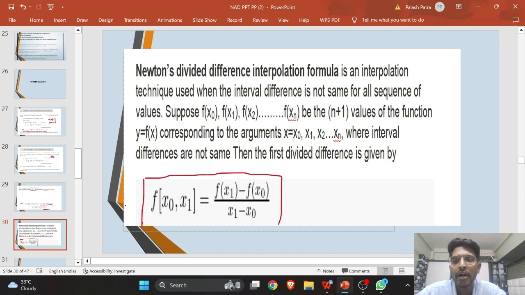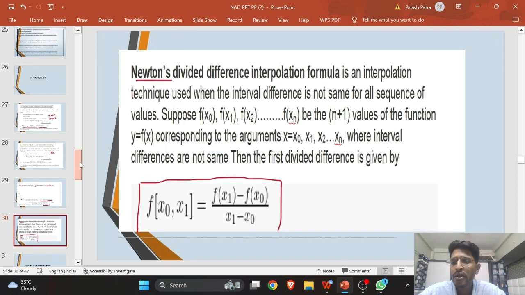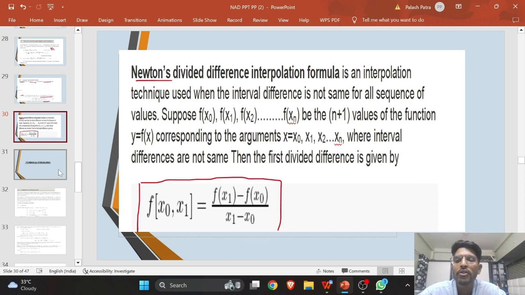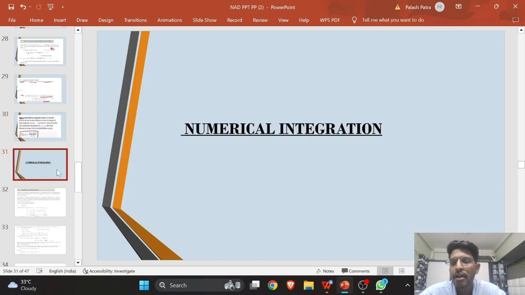In the interpolation part, we have studied a total of 4 interpolation techniques, for when the intervals are equal and when the intervals are not equal. When the intervals are equal, we studied the Newton forward interpolation technique and the Newton backward interpolation technique. And in the unequal part, we studied Lagrange's interpolation, and the second one is the Newton divided difference interpolation. So now let's study the topic of numerical integration.